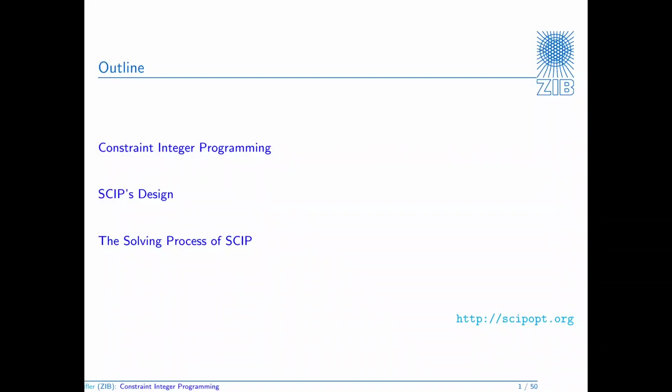Here you see a very basic outline of this lecture. During the first part, we will discuss constraint integer programming. We'll define what this problem class is and put it into contrast to mixed integer programming. Then we will spend the rest of the lecture discussing how to solve constraint integer programs. We will go through the design philosophy behind the constraint integer programming solver SCIP, and then in the latter part of the talk, we will discuss the solving concepts and strategies employed by SCIP.